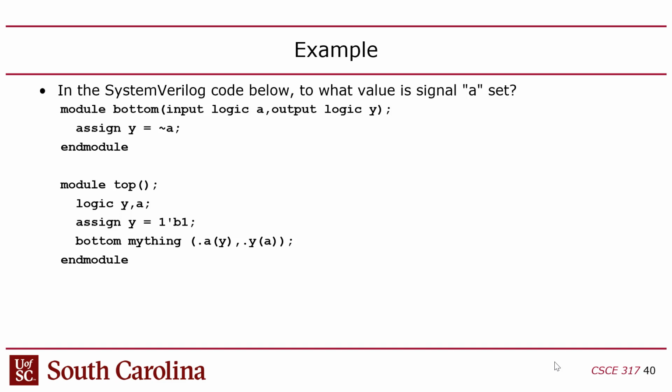It's going to be set to the output of bottom. And the output of the bottom is the inverse of the input. And the input was A. In this case, it's called Y. So Y goes in, gets inverted, comes out as 0, right? So A would be 0. Does that make sense? That confuses me.